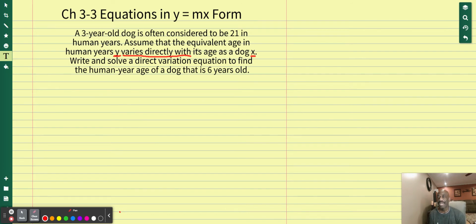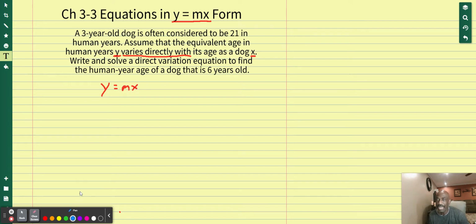There is a direct relationship, or correlation, between the two. So we want to find an equation to find out the human year age of a dog that's 6, or the human year of a dog that's 8. How many human years would a dog be if the dog is 10? We can find that out with this equation. So the first thing I want you to write is the equation, which we have up here, y equals mx form. So we write that first: y equals mx.